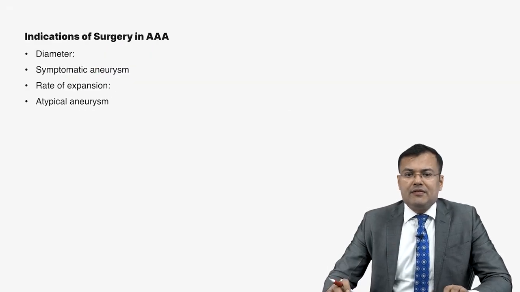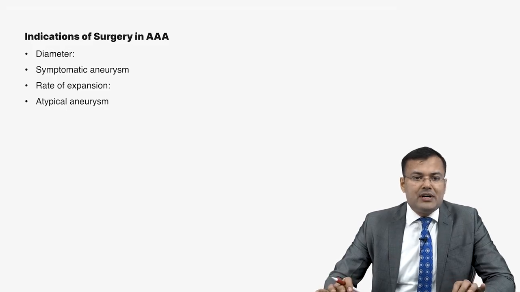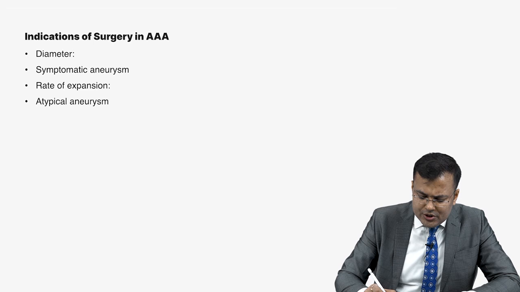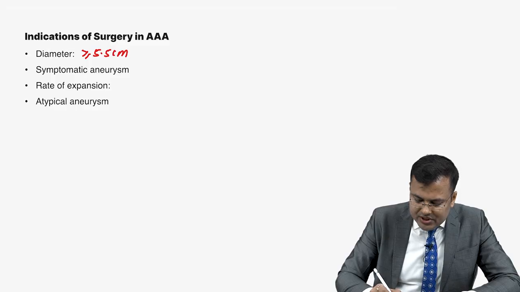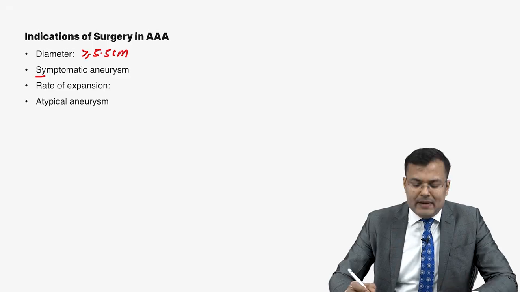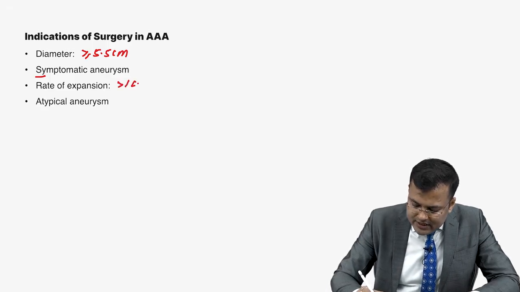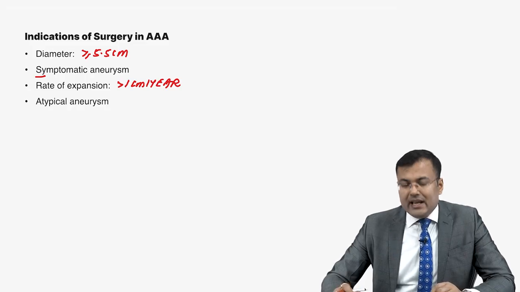Now see the indications of surgery in abdominal aortic aneurysm. These indications are very important, asked frequently. We discussed diameter: more than or equal to 5.5 cm. Or the patient is having symptomatic aneurysm irrespective of size. Or the rate of expansion is more than 1 cm per year, or the patient is having atypical aneurysm.